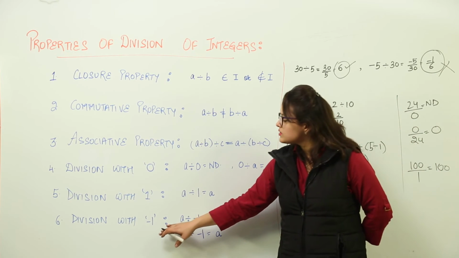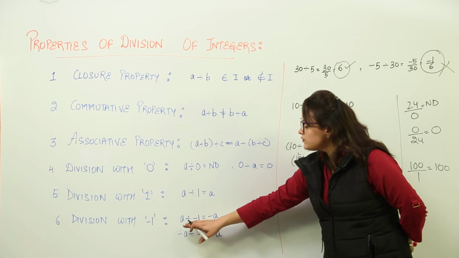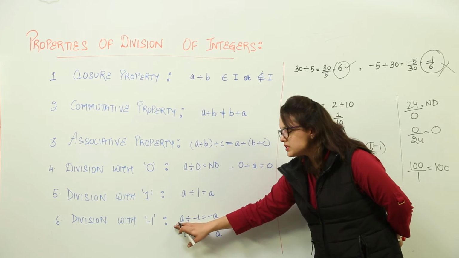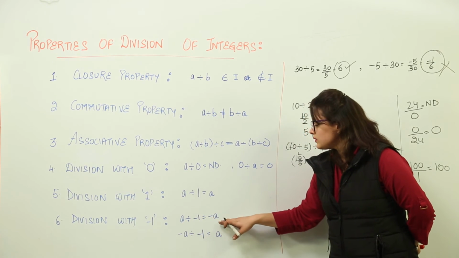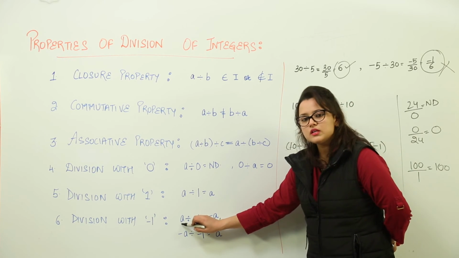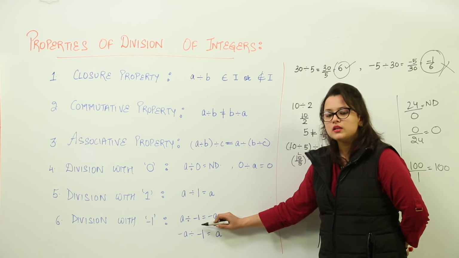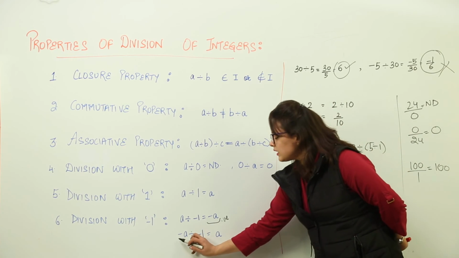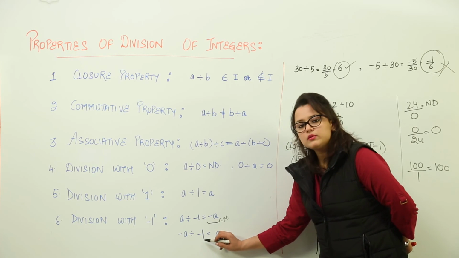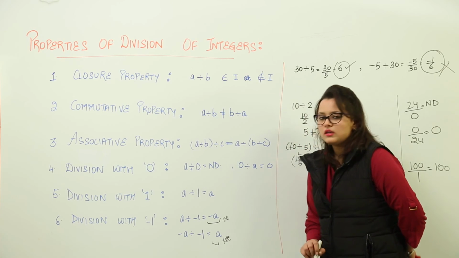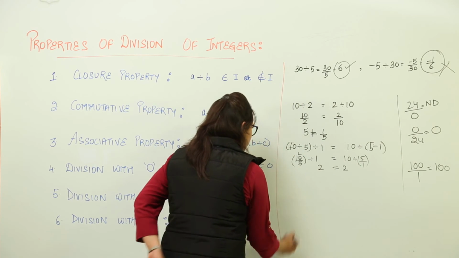The next is division with -1. Now if you have an integer divided with -1, if your integer is positive, your answer will be negative. If you have taken a positive integer divided with -1, you would get a negative integer. But if you take a negative integer and divide it with -1, you would get a positive integer. Let's check this out. It's going to be very interesting.